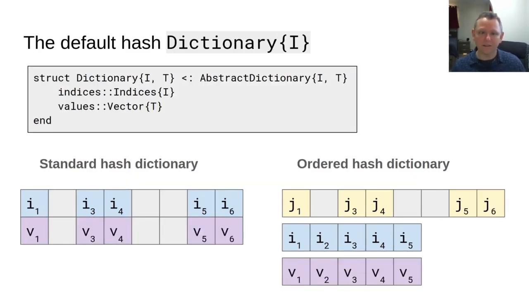Okay, so with the dictionary, we're doing something really interesting. We're defining the dictionary as the composition of indices and a values vector. If you have a look at the bottom, in a standard hash dictionary, you have a hash table, and you replicate that array for the values, so that the indices and the values share common indices. But in the ordered hash dictionary, the values vector is actually shorter. It's only the length of the number of values that you have.